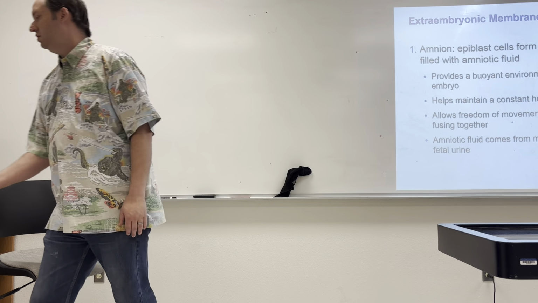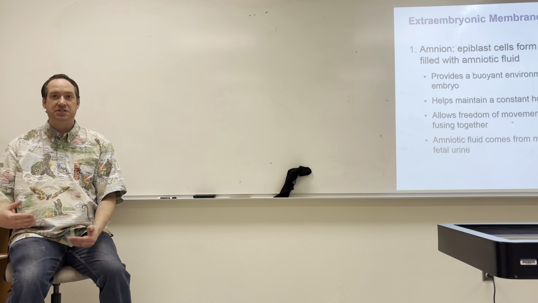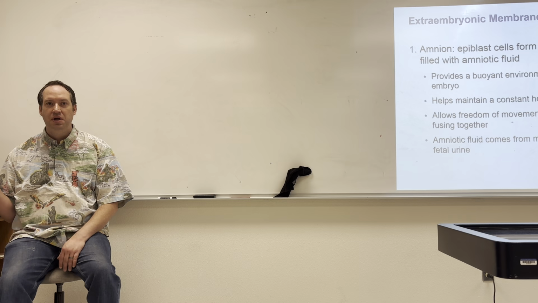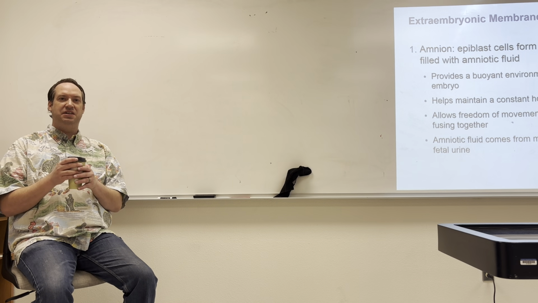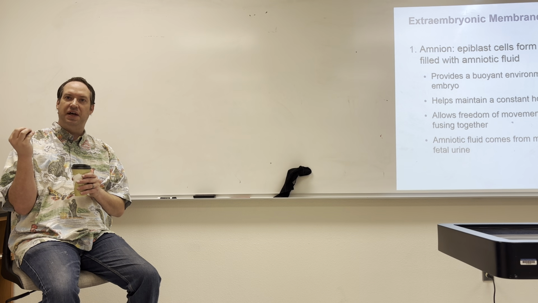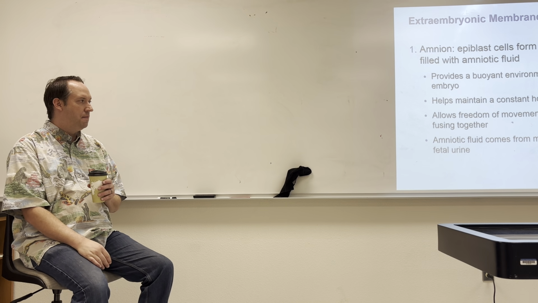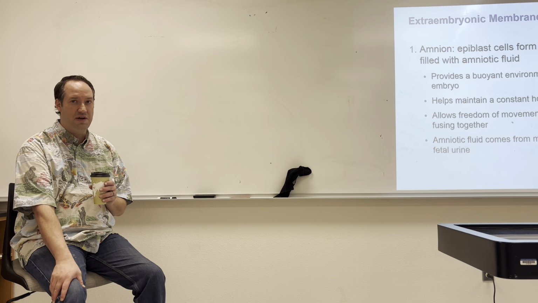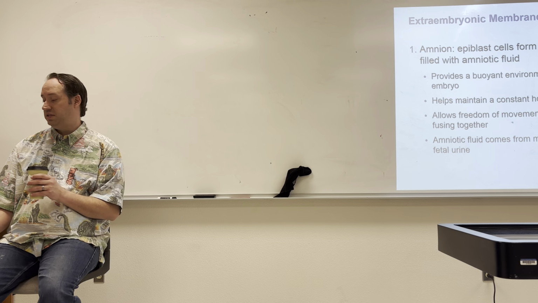Why? Well, one, it keeps temperature the same, right? That provides a stable temperature. It also prevents the limbs from sticking to themselves as they develop, right? So they don't fuse together during development. Amniotic fluid starts as an exudate from maternal blood. Eventually it's going to be partially fetal urine as the kidneys start to work.